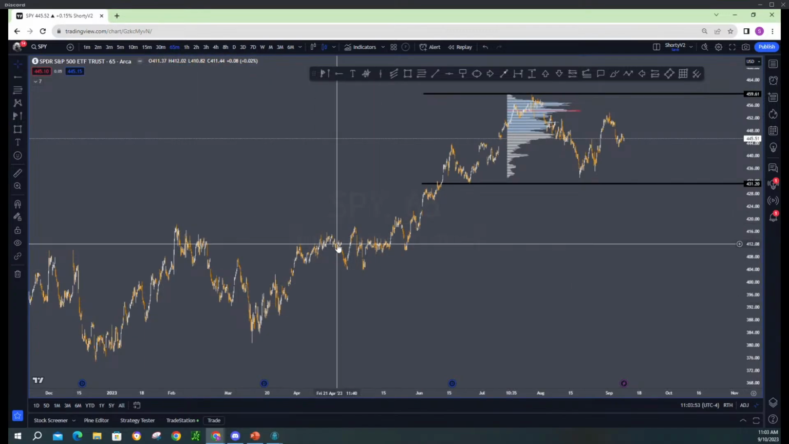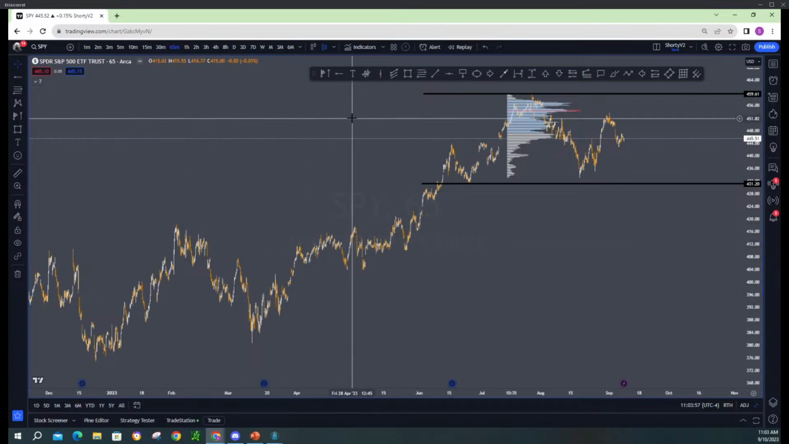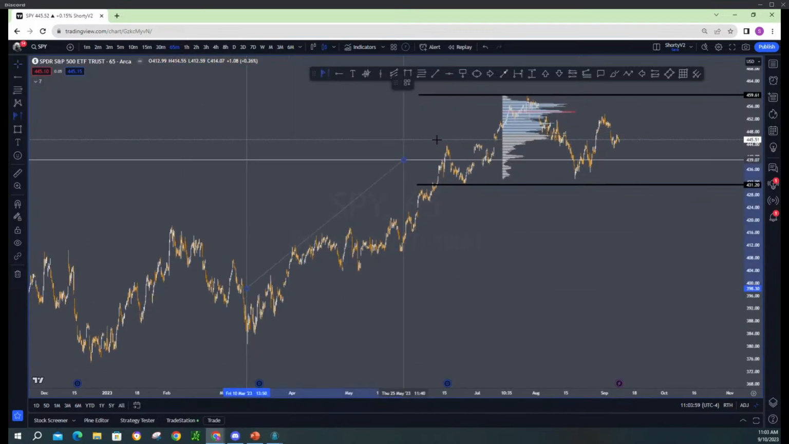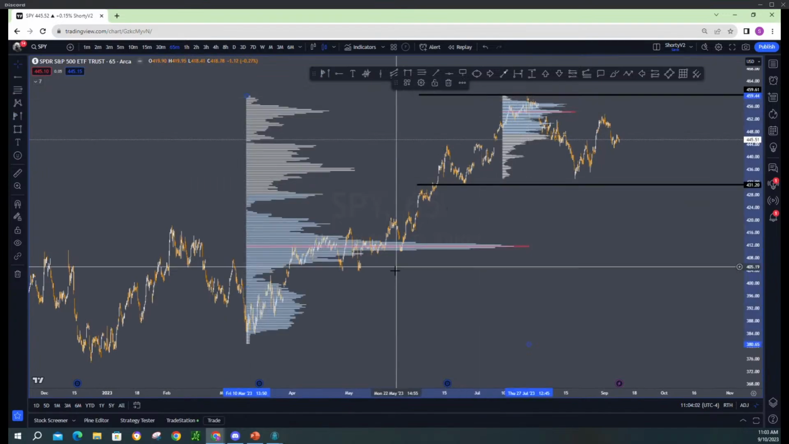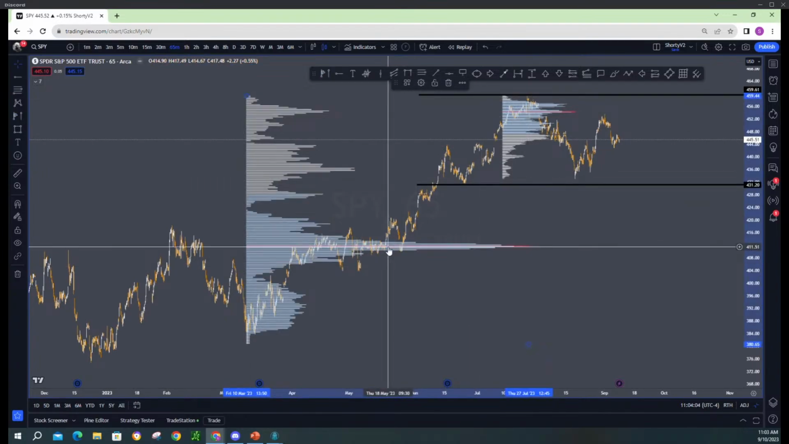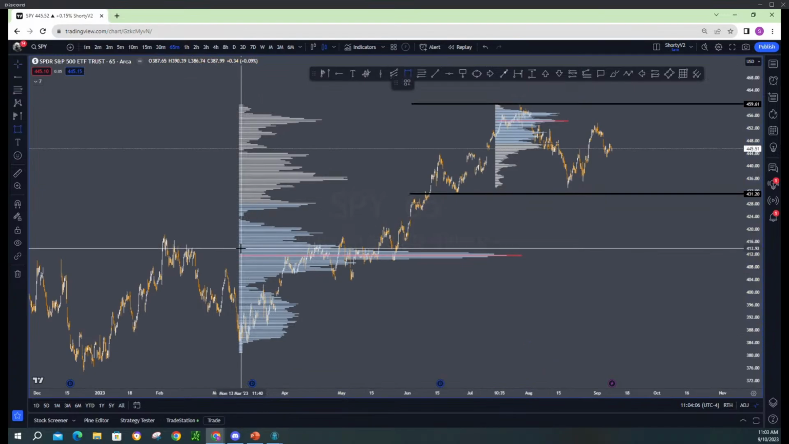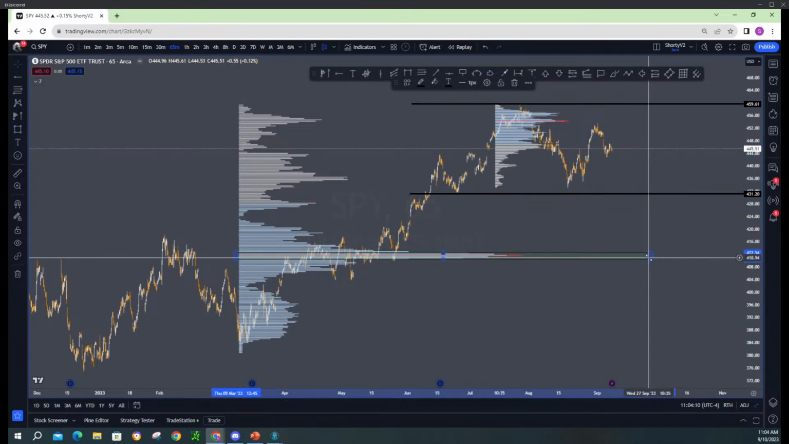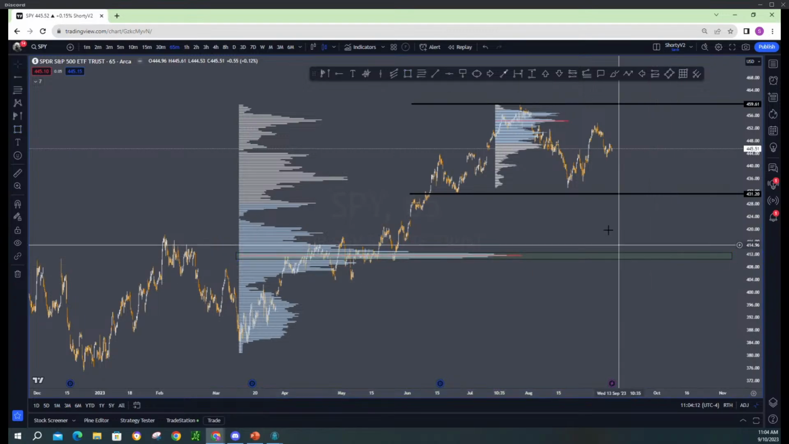Even if I include it, I know the POC is going to be 411, 410. Either way, it's 410. It's not going to be anywhere else. Okay, so 411. So this is the level I'll be looking at. Is this the level I expect to hit tomorrow?